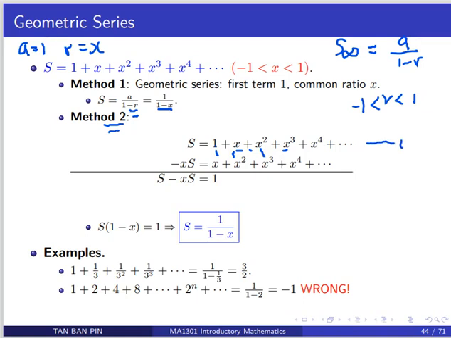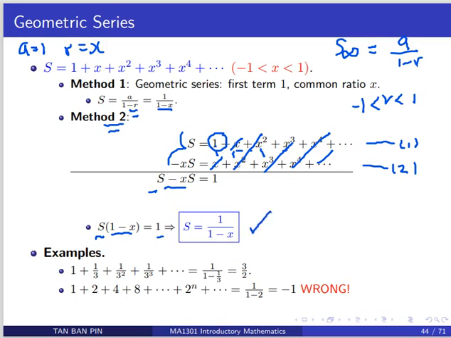You can call this equation 1, this equation 2, and then you subtract the two equations. Left hand side will be s minus xs. On the right hand side, x and x cancel, x squared cancel, x cubed cancel, everything cancels away except the number 1. After that, you just do a factorization. Take out s, so it's s times (1 minus x) equal to 1. So you get s is 1 over 1 minus x.